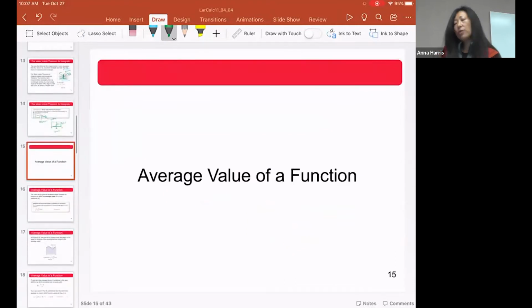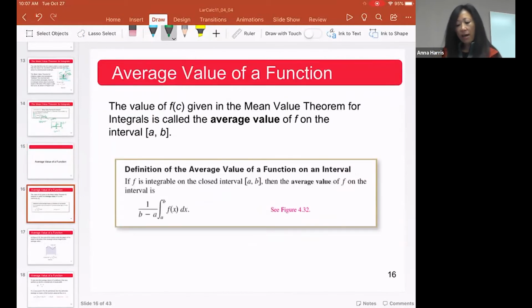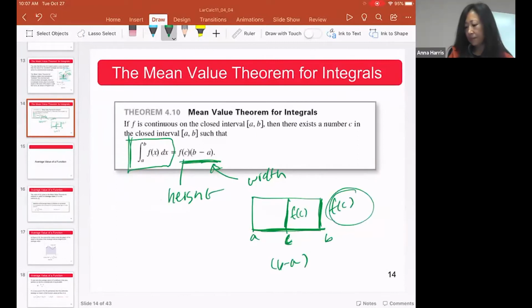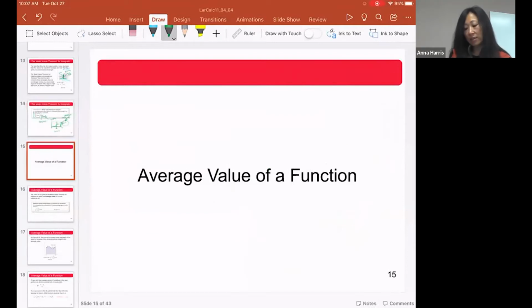So you can also talk about the average value of a function. The average value of a function is the one that we just did, this one right here, that's average. Remember, this is a height that we chose, which is the average height. So when they say average value of a function, this really means asking you to find f of c.